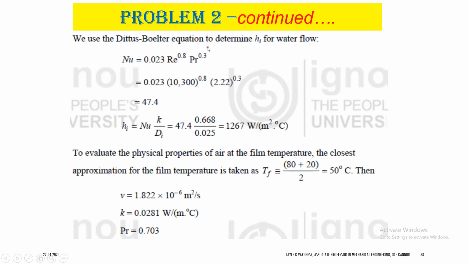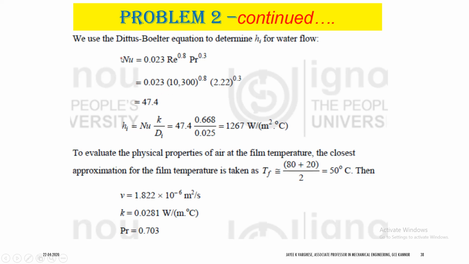You can just choose these equations, but whenever we choose an equation, make sure that the equation is valid for that particular case, and all the conditions given along with the equation are also satisfied. So now substituting the values, Nusselt number is equal to 0.023 times Reynolds number to the power of 0.8 times Prandtl number to the power of 0.3.